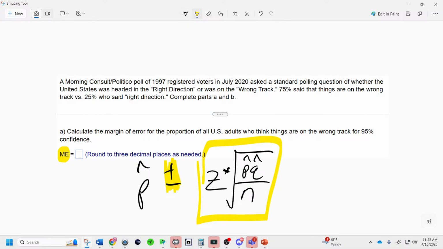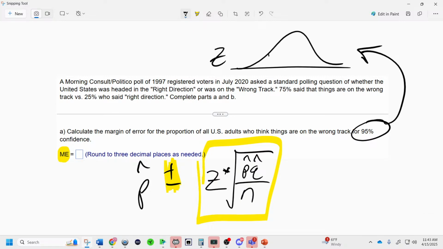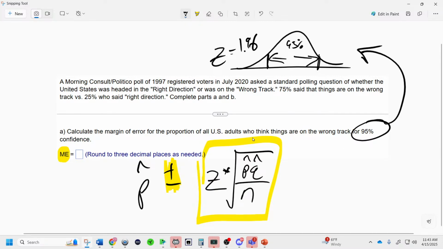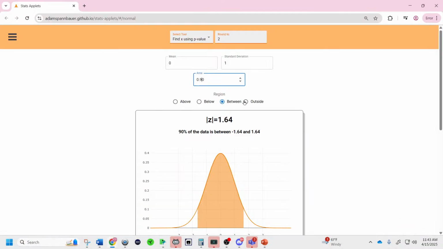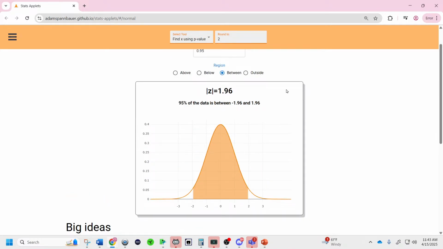So the z-star is based on how confident we are. Since we're 95% confident, that means we need to go to a normal curve and find the z-score that shades the middle 95%. And that is going to be 1.96. If you don't know how to get that, make sure to go to the app page right there. On the app page, you'd enter in 95 and go to between. This is the normal curve applet. Make sure you've selected everything as I have and go to between and get 95% shaded in the middle with 1.96. How would we find n in this situation?